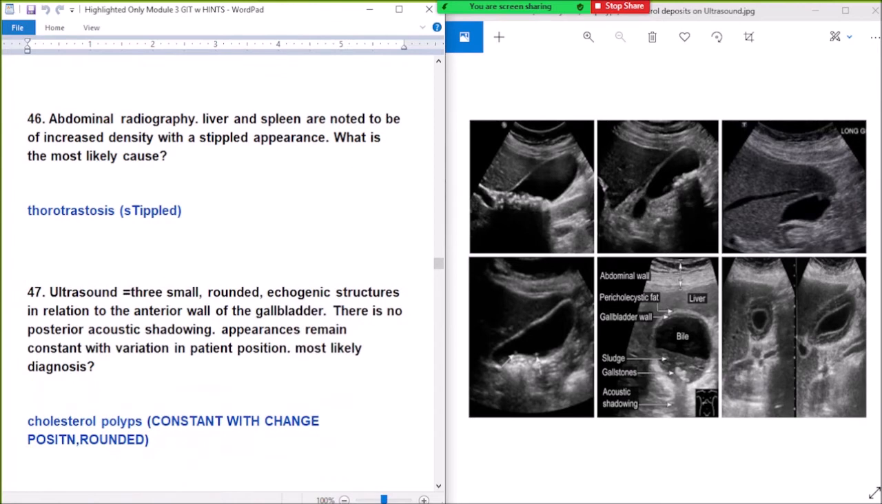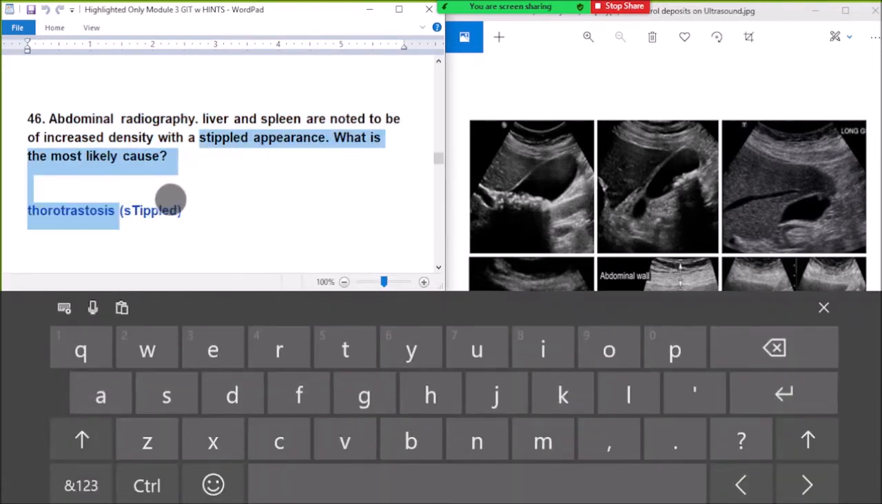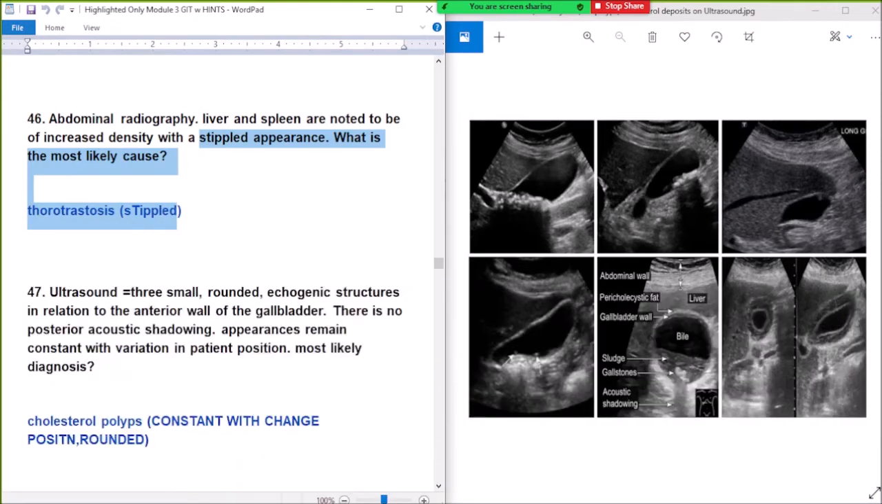Question number 46. On abdominal radiography, the liver and spleen are noted to have increased density with a stippled appearance. Most likely cause: thorotrastosis. The hint is the stippled appearance. Stippled appearance of the liver and spleen is seen in thorotrastosis.